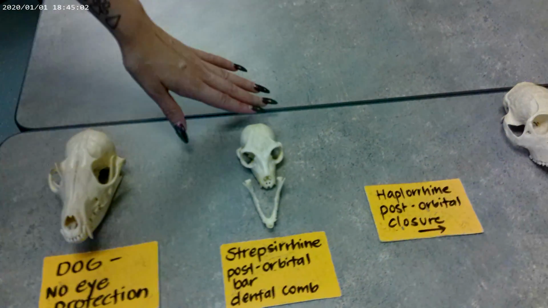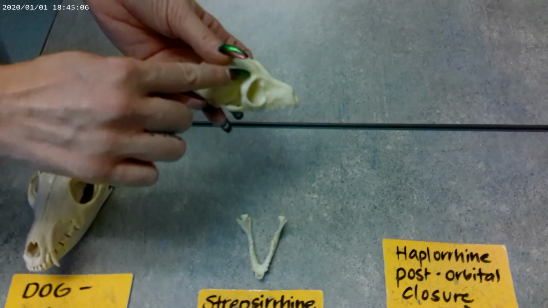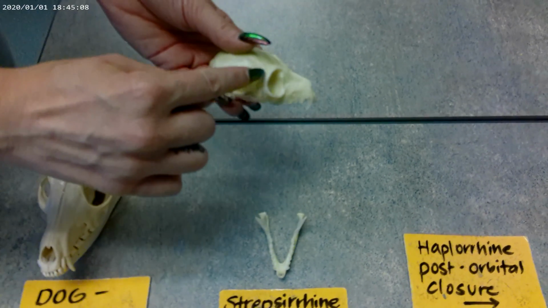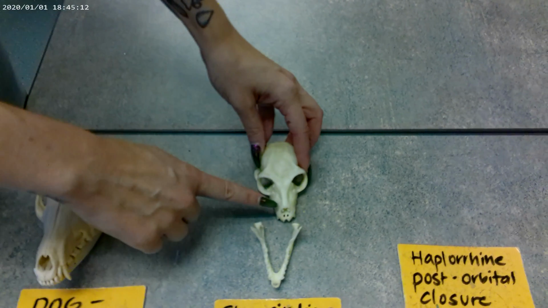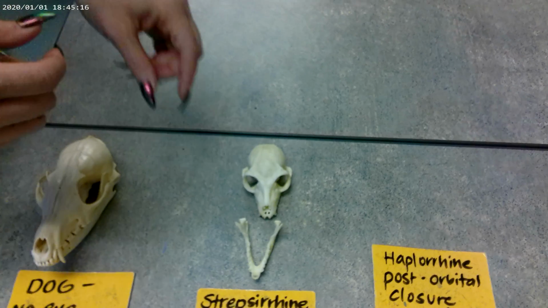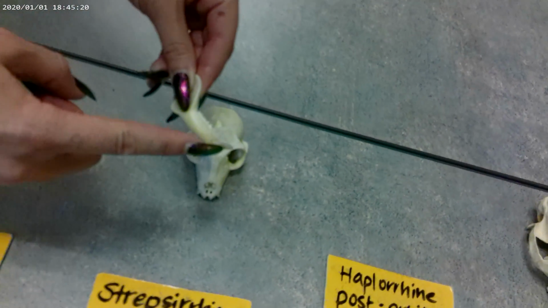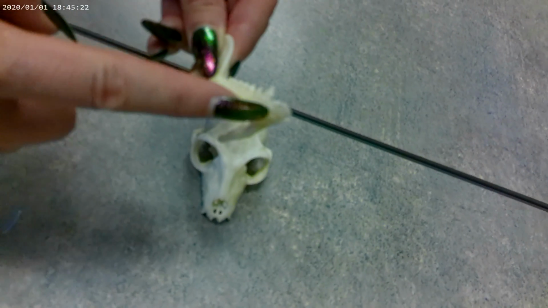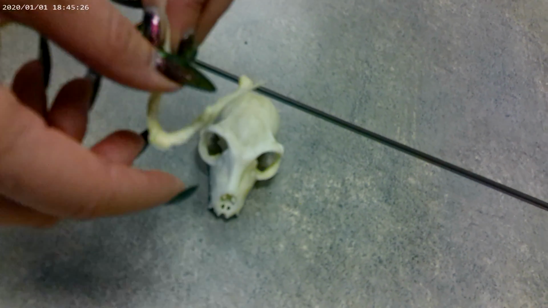Moving into the strepsirrhines, we can see at least there is a ring of bone around the eye. This is the postorbital bar. There's still a little bit of a snout, so they're kind of transitioning from smell to vision. And down here you can see the dental comb. You can see how these incisors stick straight forward, and that is a defining feature of this group.